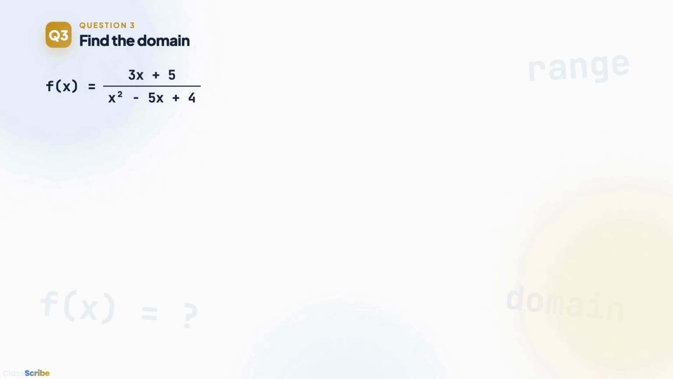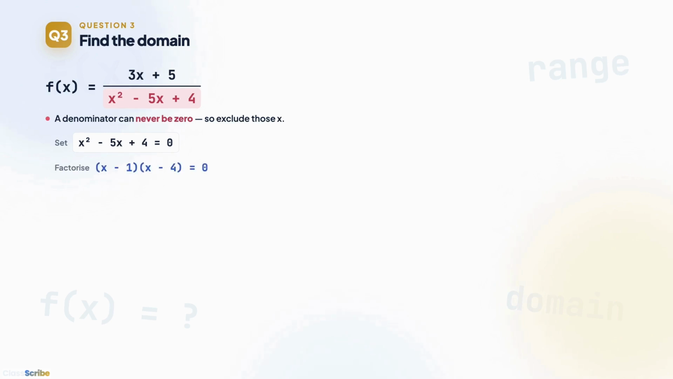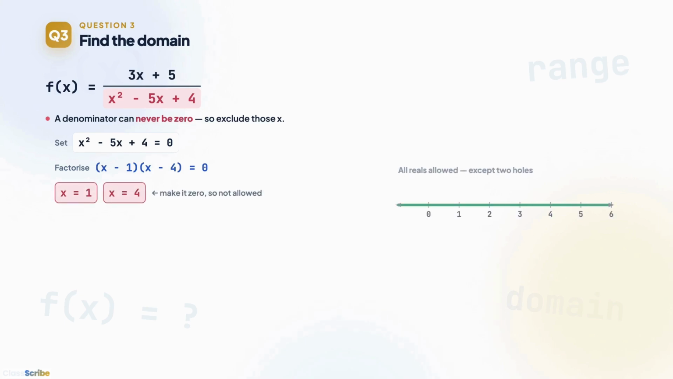Find the domain of the function f(x) = (x² + 3x + 5) / (x² - 5x + 4). Whenever a function contains a denominator, the denominator cannot be 0. So set x² - 5x + 4 equal to 0. Factorizing gives (x - 1)(x - 4) = 0. Therefore, x = 1 and x = 4 make the denominator 0.